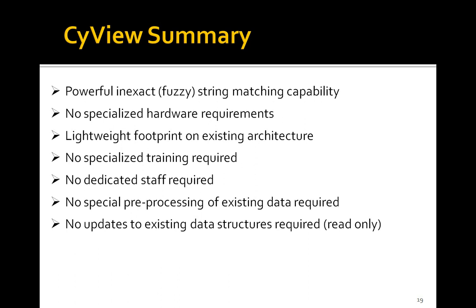In summary, CyView offers a powerful inexact or fuzzy string matching capability. There's no special hardware requirements for the CyView software. It has a lightweight footprint on an existing architecture. There is no specialized training required to be able to use the CyView capability. No dedicated full-time staff are required to manage and maintain the CyView capability.